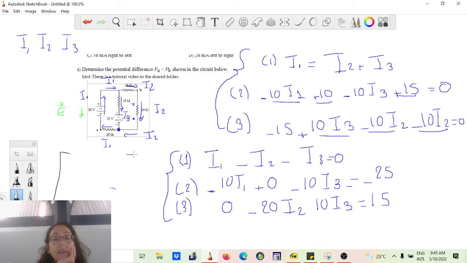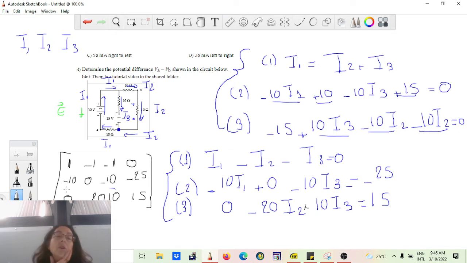But if you look at the matrix here, if you want to use the TI, you look at the coefficients. So the coefficients here are 1, minus 10, 0. And then you have a minus 1, so minus 1, 0, minus 20. And then I3, you have minus 1 and minus 10, and then there is a plus here, and 10. And then the constants, and here you have 0, minus 25, 15. Is that clear?